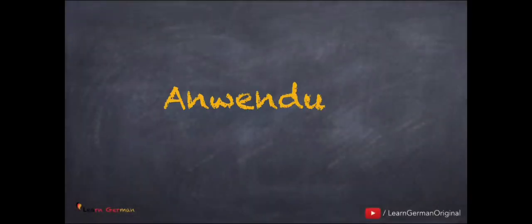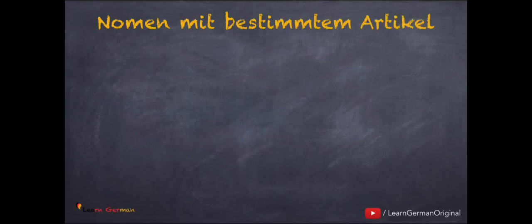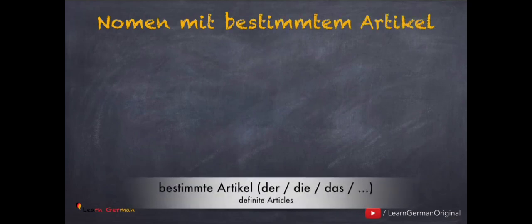Now we move on to nicht. Let's see when to use this. Anwendung. Here's the first case. Nomen mit bestimmtem Artikel. Bestimmte Articles are articles such as der, die, das, etc. To revise them, you can watch our video on bestimmte Artikel.